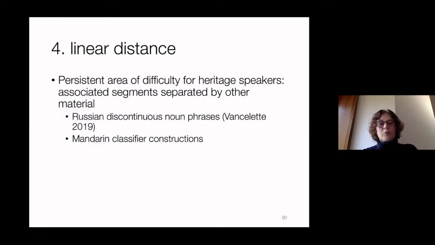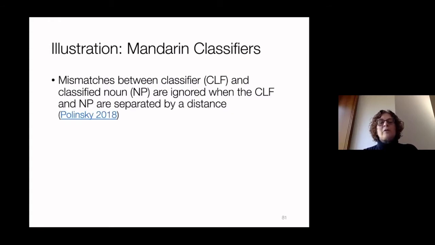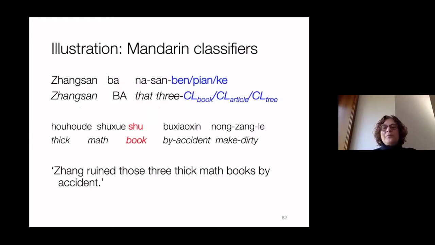And I've had some work which shows the same for Mandarin classifier constructions. In Mandarin, the classifier and the classified noun can be separated by intervening material. And what we see is that when the Mandarin classifier and the noun that it's associated with are separated, like in this slide, heritage speakers have a lot of problems.